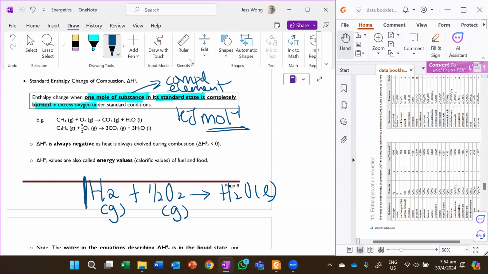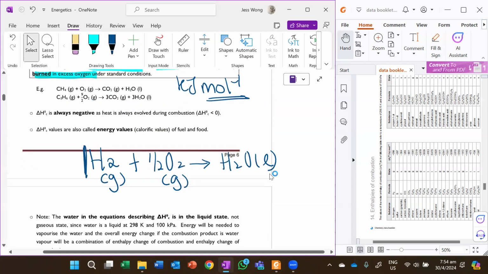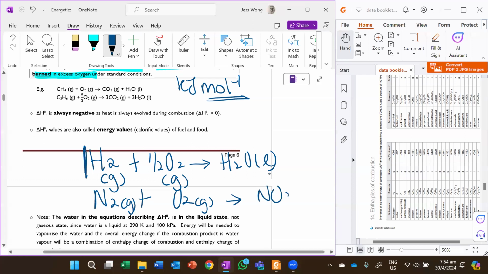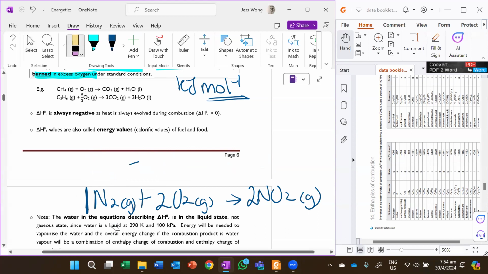1 mole of hydrogen burned in excess oxygen to give me the product. Okay, so this is an example of a combustion of an element. Okay, I can also have another combustion of another element. For example, let's say N. So I can burn nitrogen in excess oxygen and I'll get NO2. So this must be 1 mole. And as a result this will be 2 and this will be 2. So this is the enthalpy change of combustion of nitrogen under standard conditions. So these are the equations for the elements.